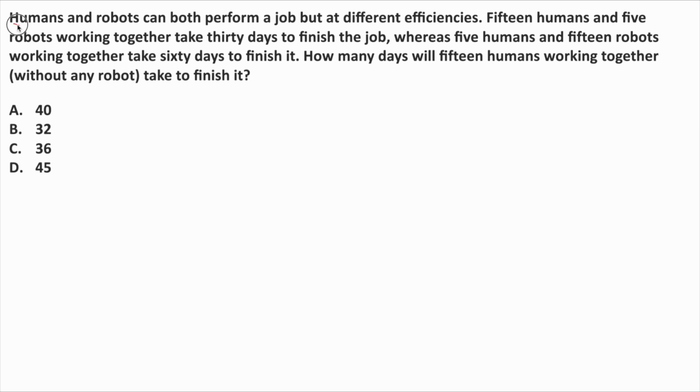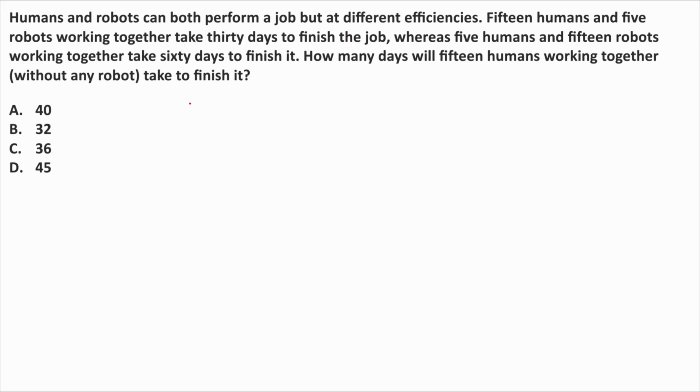Right, so humans and robots can perform a job but at different efficiencies. 15 humans and 5 robots working together take 30 days to finish the job, whereas 5 humans and 15 robots working together take 60 days to finish it. How many days will 15 humans working together without any robot take to finish it?